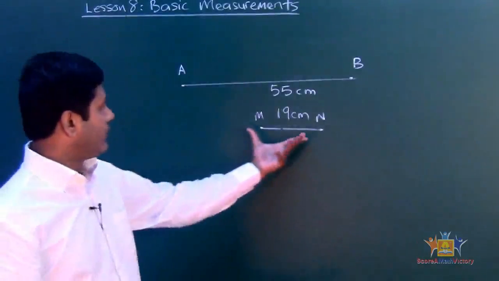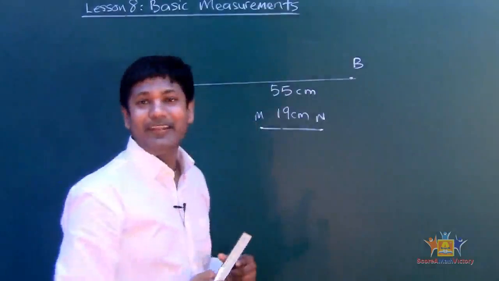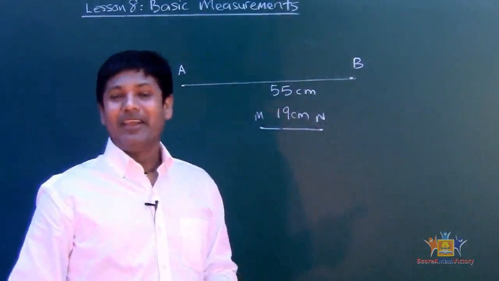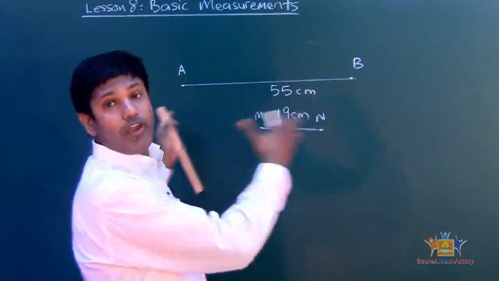So you can see the difference. This is shorter and this one's longer. The longer it is, the bigger the number is going to be. The shorter it is, the smaller the number is going to be. Okay, see that? That's how you can use your ruler to measure a straight line.